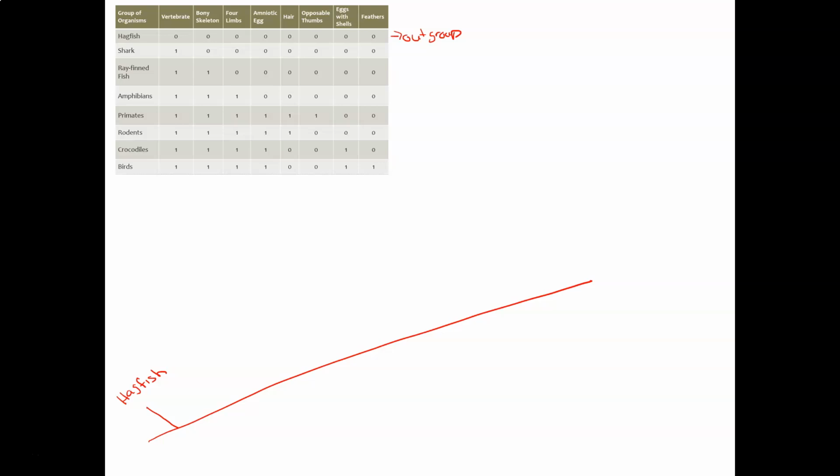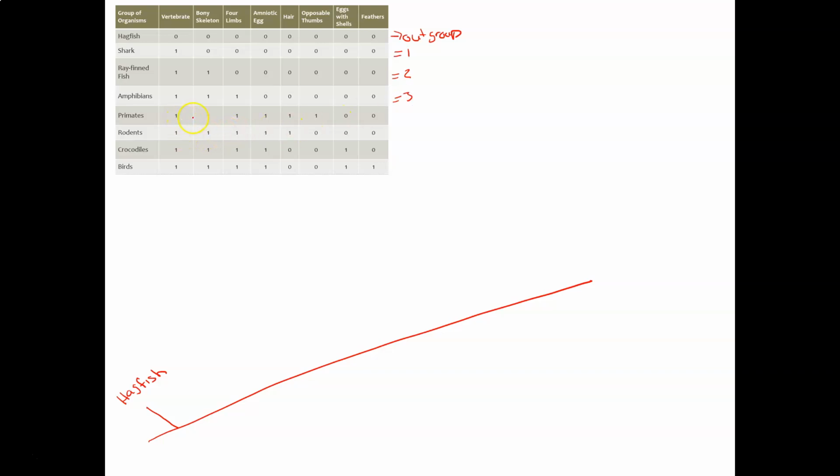There's a couple of ways that you can look at this. You can either go across the rows or down the columns, but we want to count up how many things are in common. So I'm going to go across the rows. I'm going to count how many ones there are. So if I take a look at that shark, he's got just 1. Ray-finned fish has 2. My amphibians have 3.